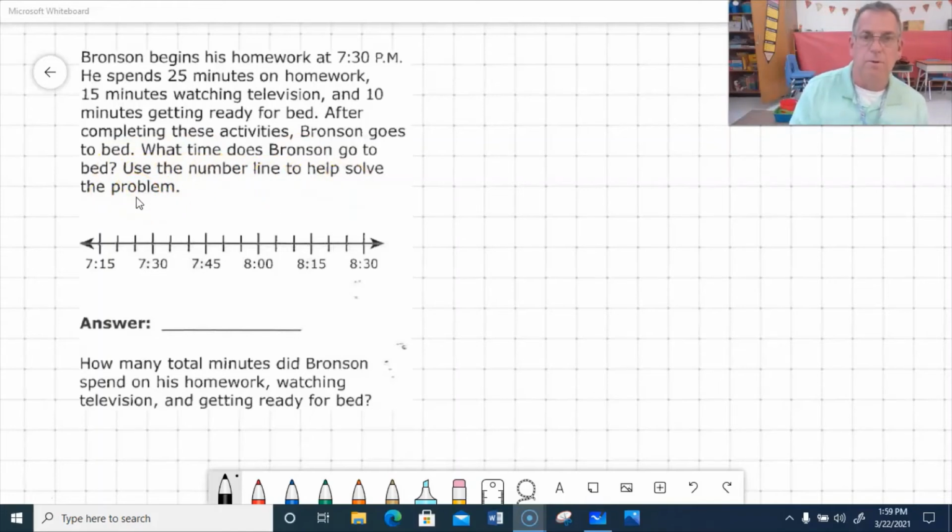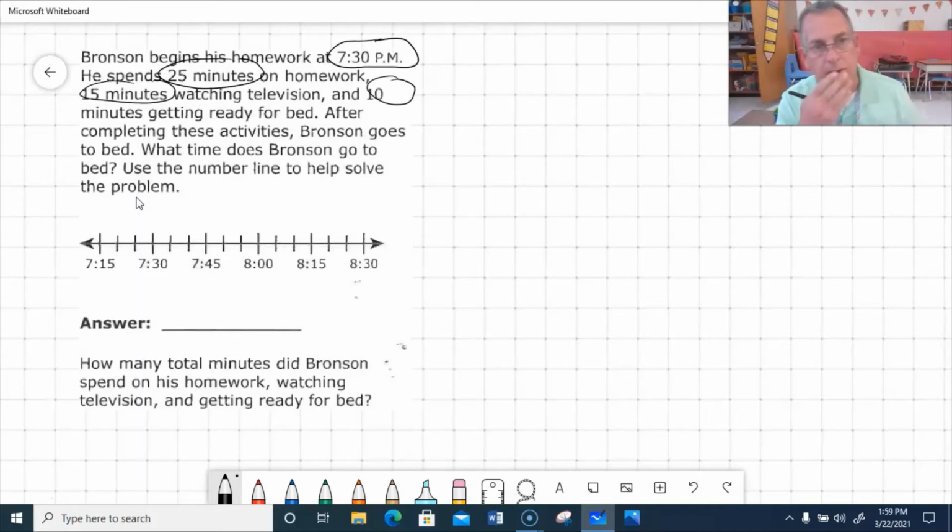So I'm going to circle some important information. This is the time that he starts his homework at 7:30, and he spends 25 minutes on that, 15 minutes watching TV, and 10 minutes getting ready for bed. So I'm going to put a dot on the time he starts his homework, and we're looking at our number line. Our other number line was counting by 5, so let's double check that and see if that works.